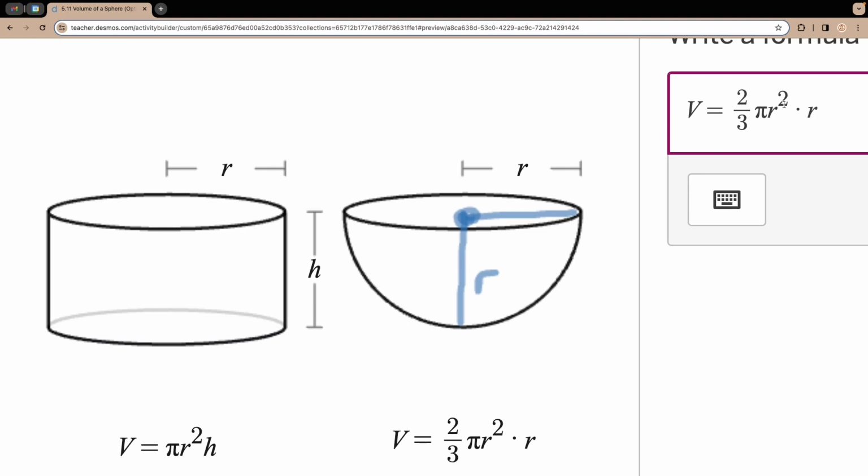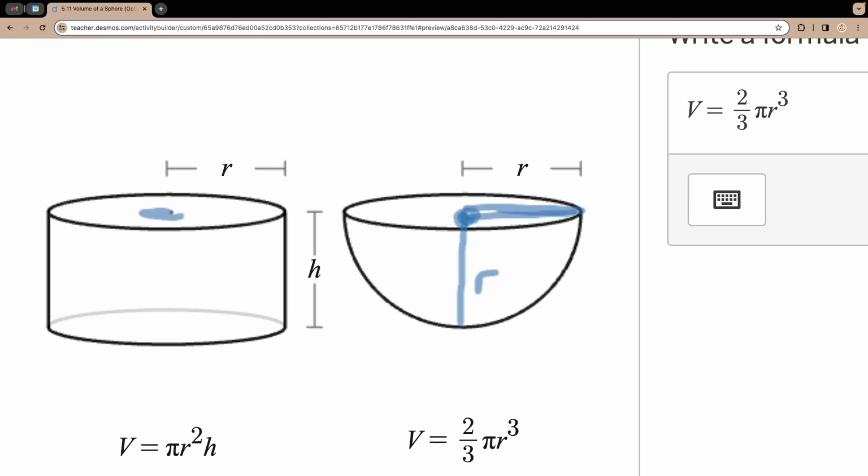But if we do r squared times radius, that's r cubed. So we write this as pi r cubed. So it's 2/3 because it's less than the cylinder. And it's r cubed because this is the radius for r squared for the area of the circle, just like in the cylinder. And then the height of this hemisphere is the radius, right, from the center to the edge. So that's where this hemisphere formula comes from.